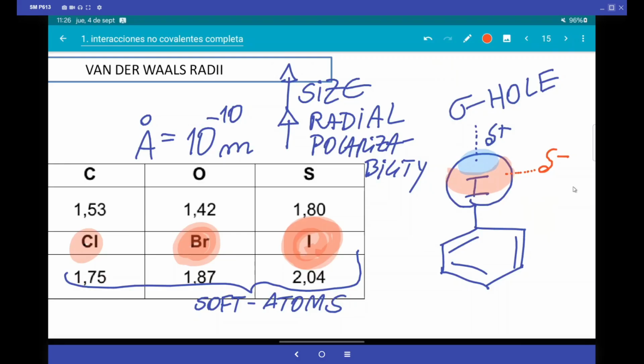Exactly, the largest one is more polarized, so the halogen bridges with iodo are quite intense. But why don't we see so many iodine drugs? Because it is not so common.